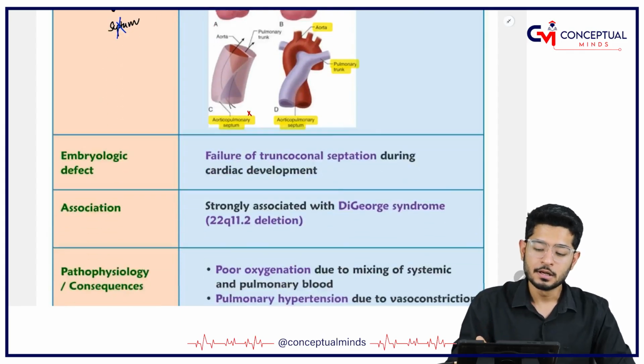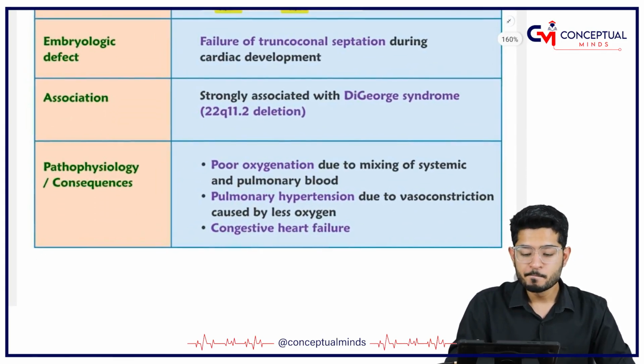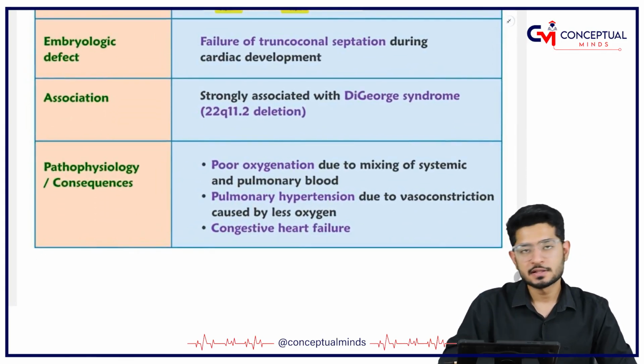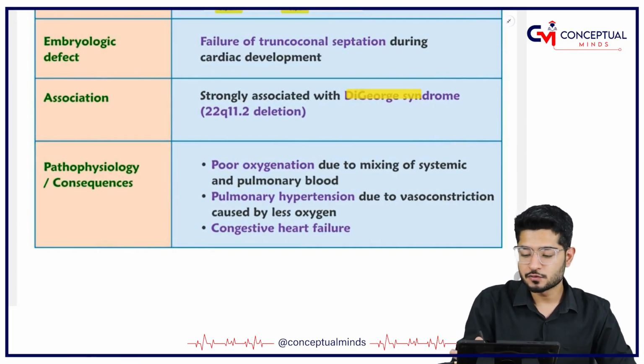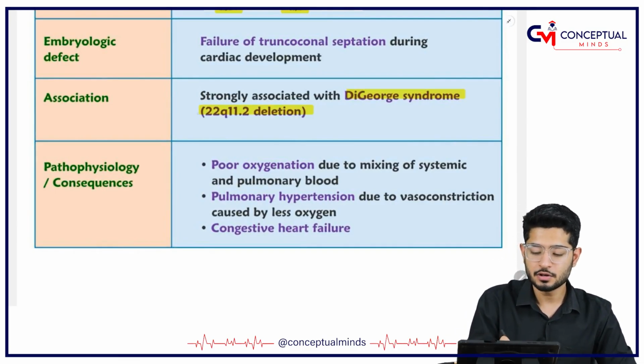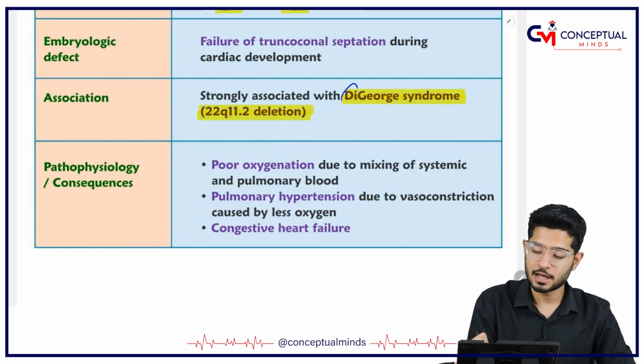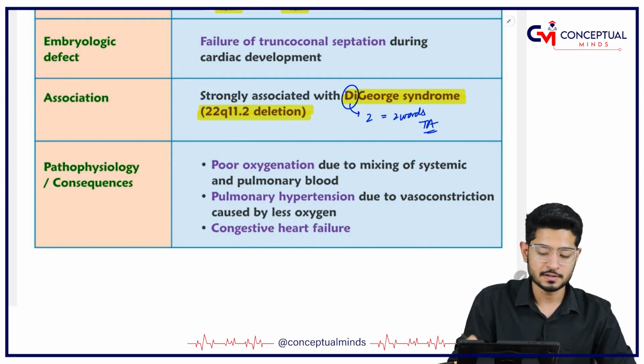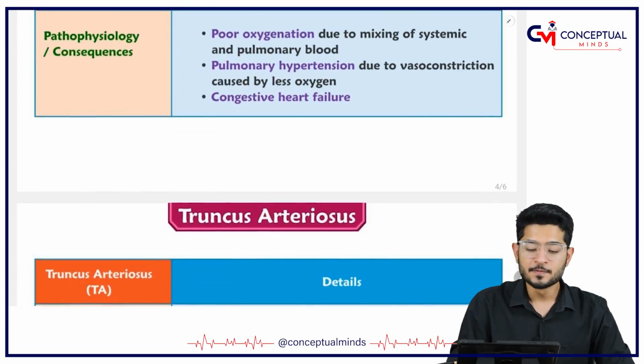So you can see very well, Truncus arteriosus is a common channel between the two arteries, the pulmonary artery and the aorta. This Truncus arteriosus is very much associated with DiGeorge syndrome. Okay. So please remember DiGeorge syndrome: di means two, and two words, one is T and the other is A, Truncus arteriosus. Okay. So what is going to happen?